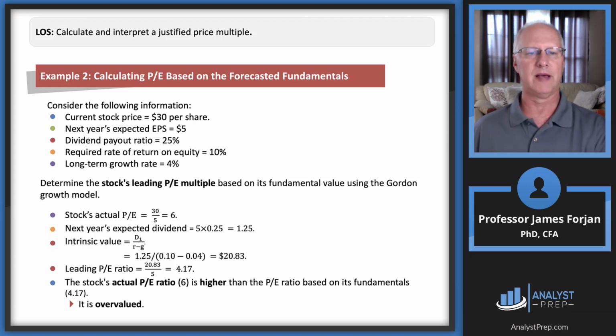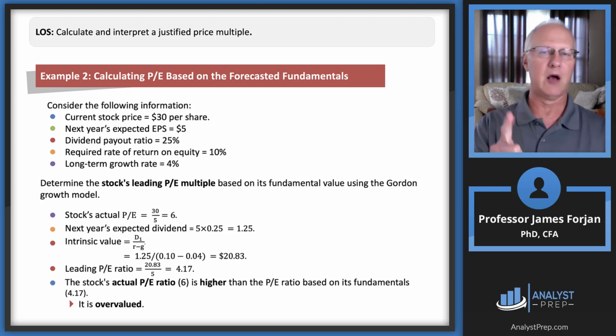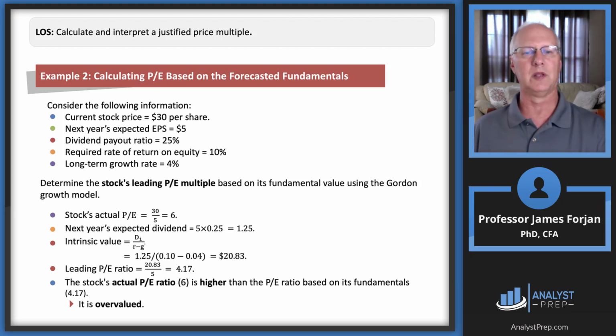And so the intrinsic value, notice that third circle point there at the bottom, that's just the Miller-Gordon growth model. Dividend sub 1, don't forget how important that subscript is, divided by the required return on equity, which of course we can get from the capital asset pricing model, minus that growth rate. So that gives us around $21, right? So if we compute that leading PE ratio, we have that around 21 divided by 5. So that gets us 4.17.